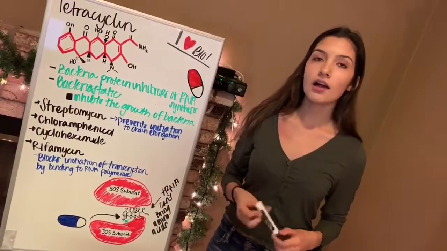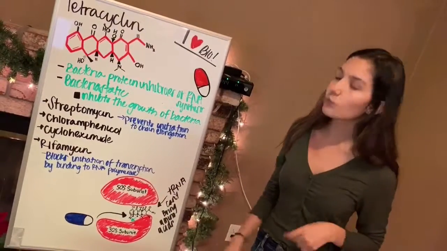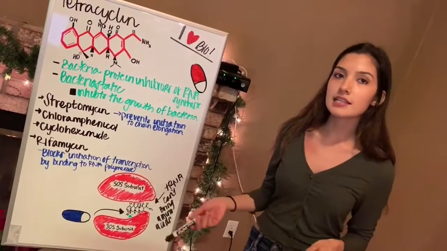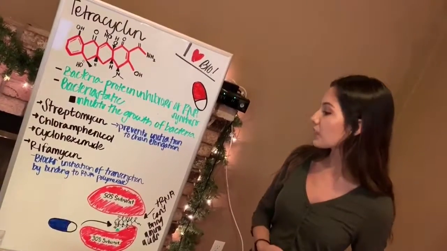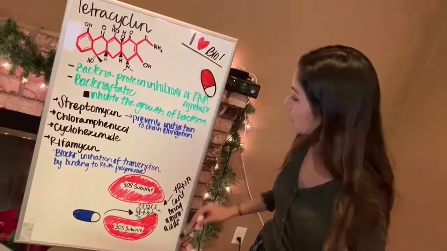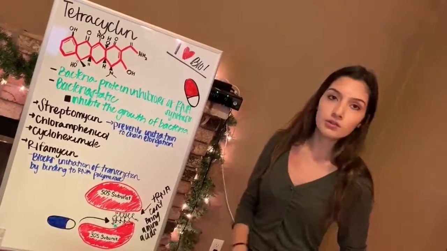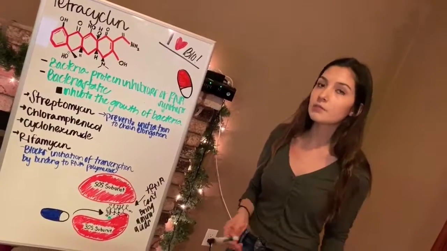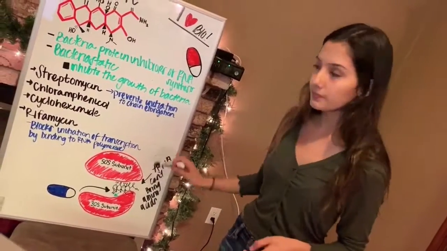The prokaryotic cell has the 50S subunit and the 30S subunit, while the eukaryotic has the 60S subunit and also the 40S subunit. And so the way that tetracycline goes in is that it only binds to the 30S subunit. So the eukaryotic cell will remain unharmed since that's a part of the organism. We only want to attack the bacterial cell.